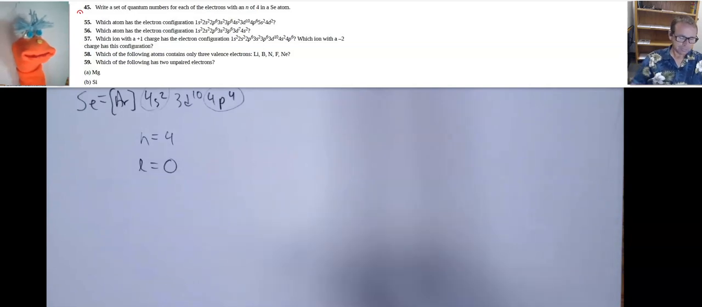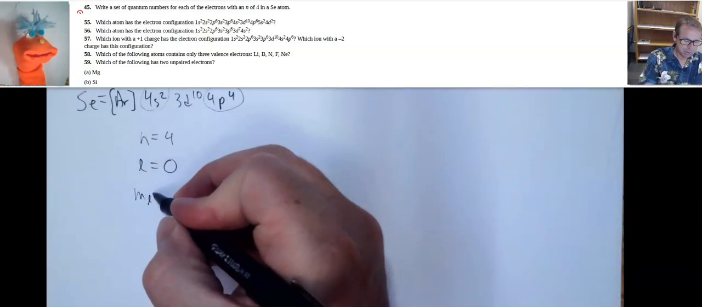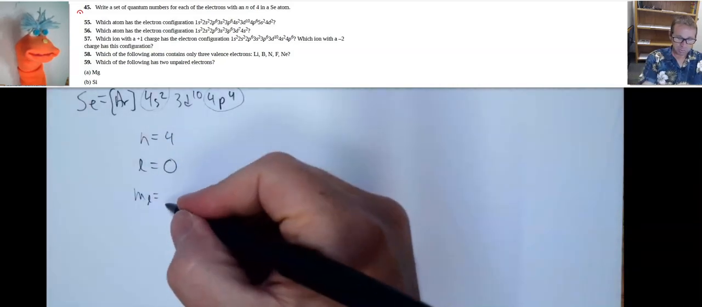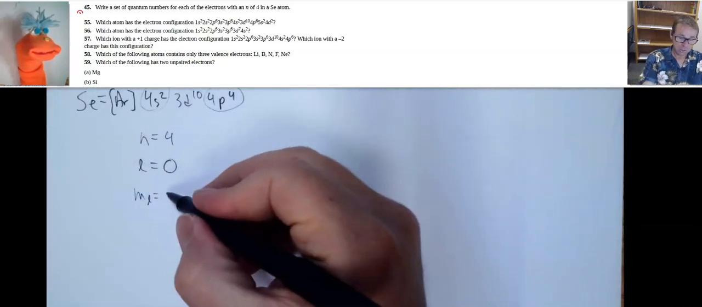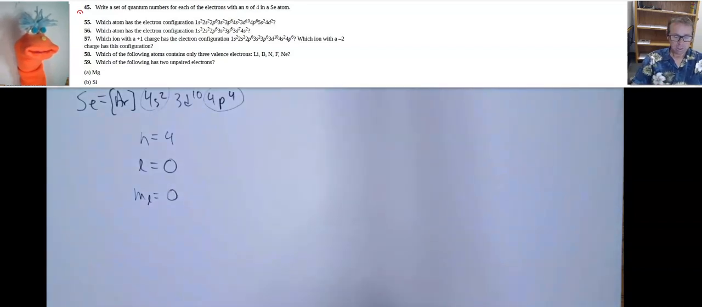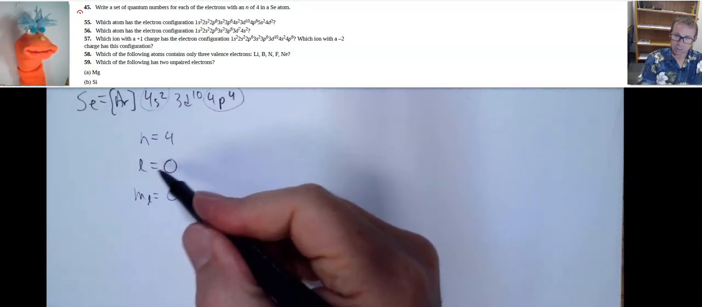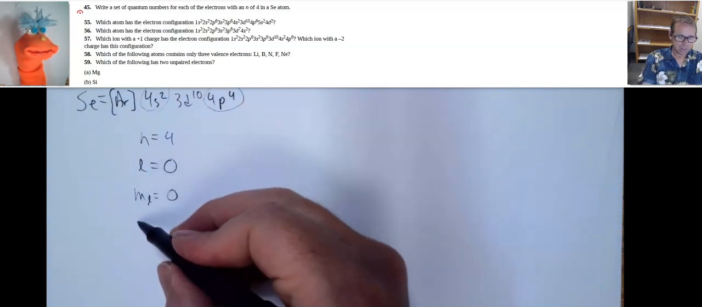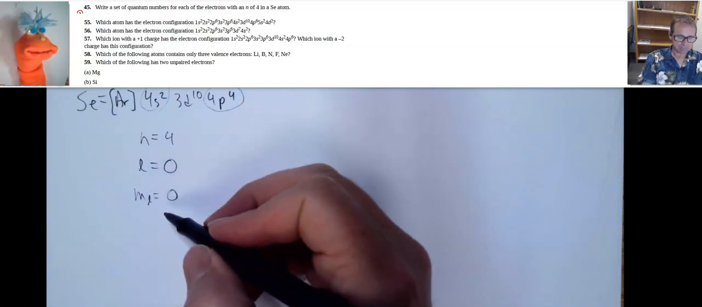M sub L. What's M sub L? I can't remember what M sub L can be. M sub L can range between negative L and positive L with all the integers in between. So in this case, it could be negative 0 up to positive 0, or in other words, 0. Because M sub L can be whatever L is, positive or negative, and all the integers in between. So that's the limitation there.